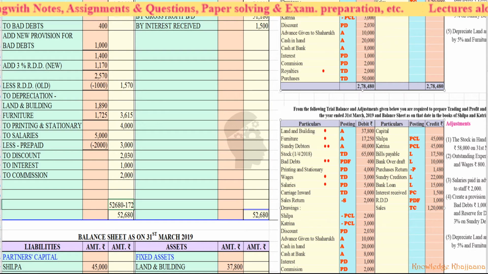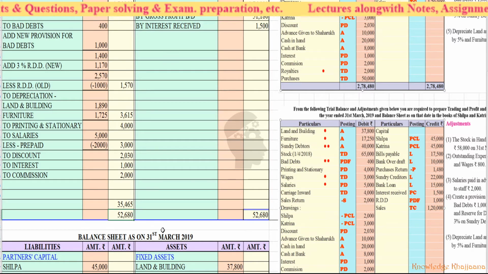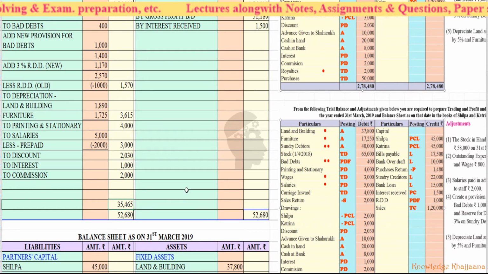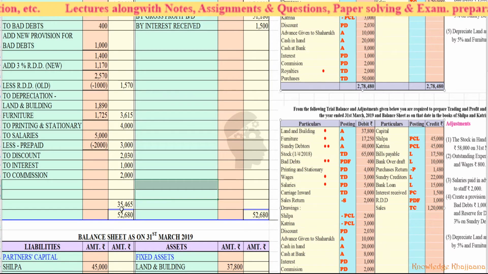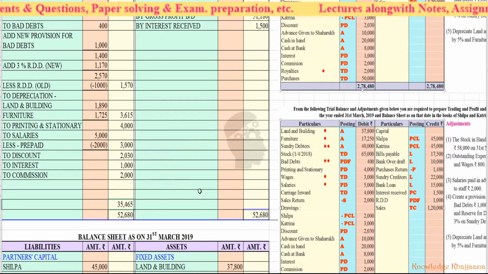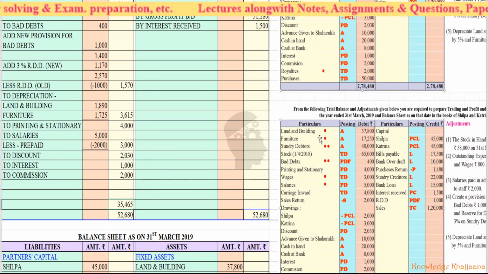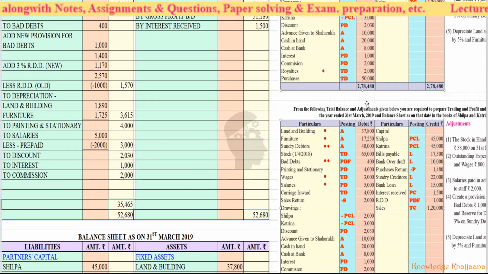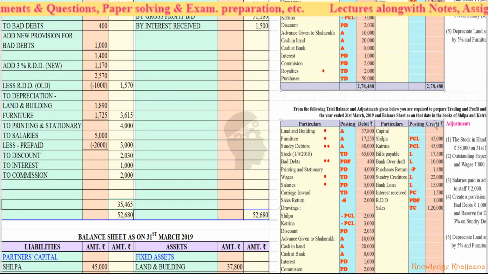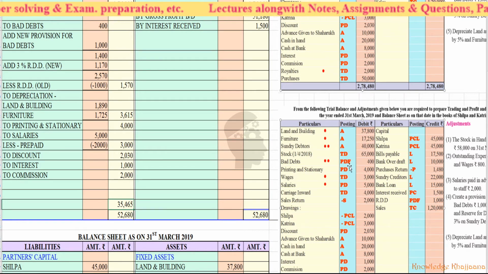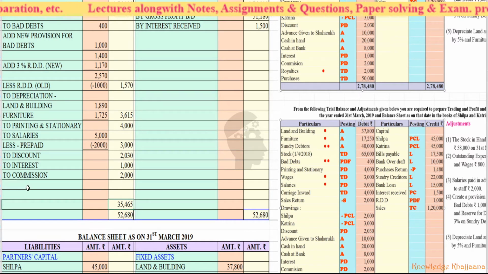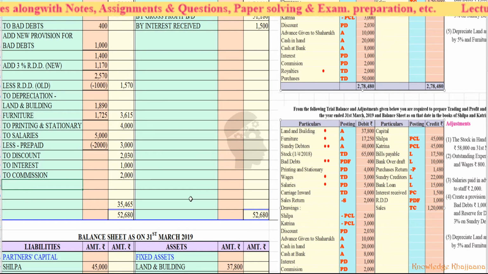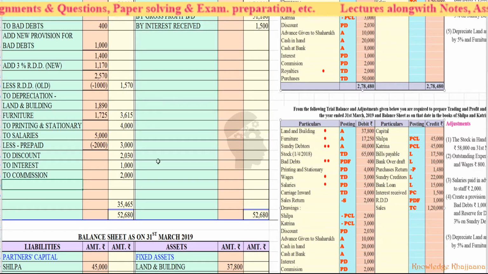52,680. Okay, and it is rupees 35,465. Okay, so 35,465 is the net profit, and we have to distribute this net profit to the partners Shilpa and Katrina in the ratio 1:1, because the profit sharing ratio is not mentioned over here. Okay, so we have to distribute it to the partners in the ratio of 1:1. 1:1 means the same, 50-50%. Okay.